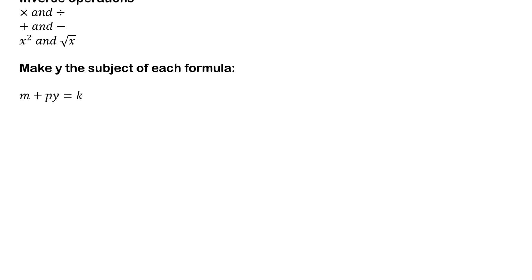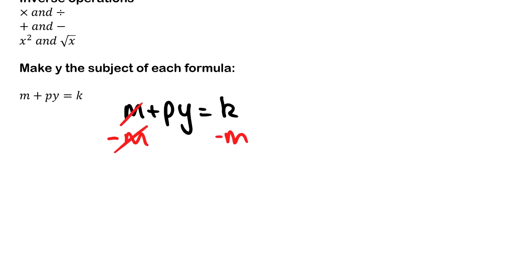So if I have m plus py equals k, I want to make it y equals something. The first thing I need to do is get rid of that m. Now the m is separate from everything. It's not connected like the p and the y are. So what we do is we minus that m because the m was positive. So that cancels that out and I'm left over with py equals k take away m.